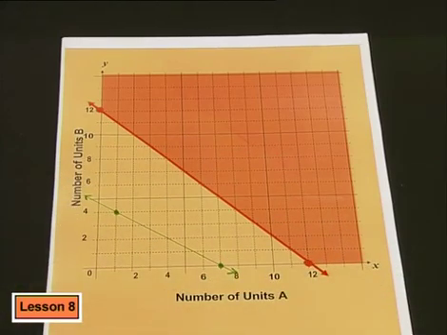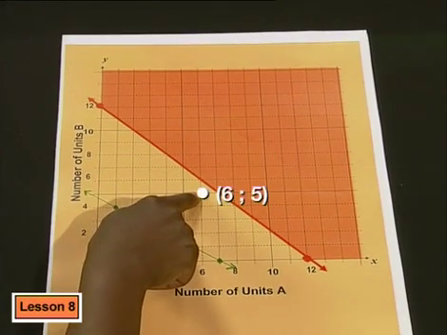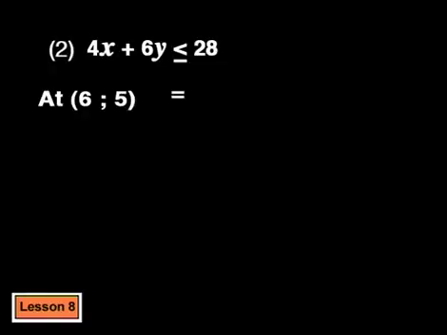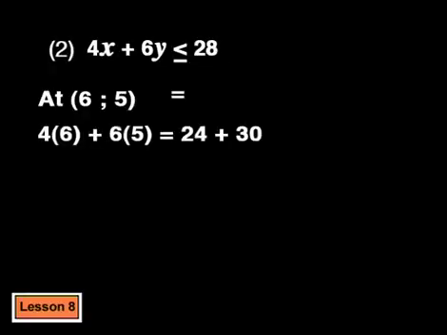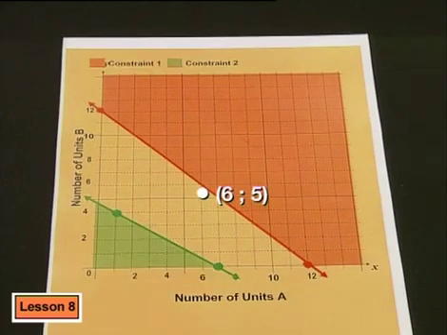Now we must still decide which side of the line to shade. Let's check this point, 6, 5. If we substitute this into the inequality, we get 4 times 6 plus 6 times 5. That's 24 plus 30, which is 54. 54 is certainly more than 28, so this point satisfies the inequality. We can shade the region on the other side of the line to show that those points aren't in the feasible region. Let's look at the next constraint, y is greater than x.